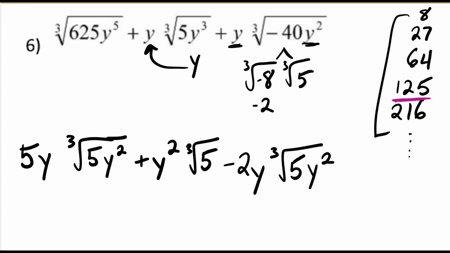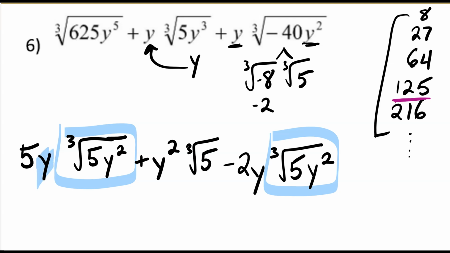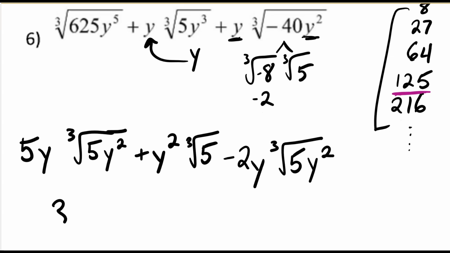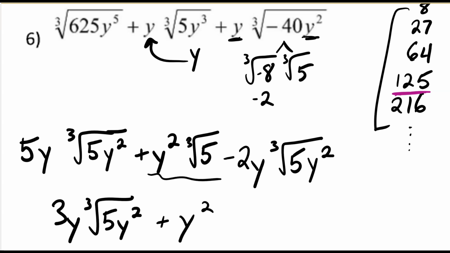So there's 3 separate terms here. This one, and this one. And I'm looking for things in common. I notice my first and my last ones both have the same radical. They both have the variable of y raised to the first power on the outside. So I can just combine those coefficients and do 5y minus 2y to get positive 3y times the cube root of 5y squared. And there's nothing I can do to simplify that, so I'm just going to write that as plus y squared times the cube root of 5.